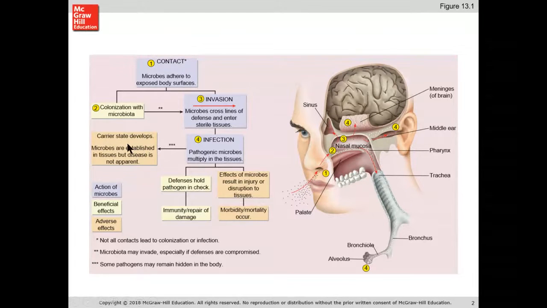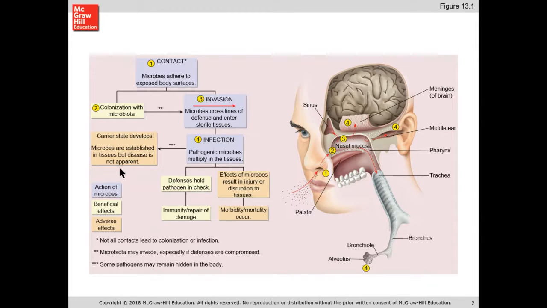But you can also have a carrier state develop, in which the microbes are there and hanging out in the body, but you're not feeling sick from them. And sometimes that will happen after the initial sickness, where you actually feel sick. And sometimes it happens with no early symptoms. Okay, so it can be either or. You can get sick and then become a carrier, or never get sick and still be a carrier. That does happen both ways, and COVID has shown us that.